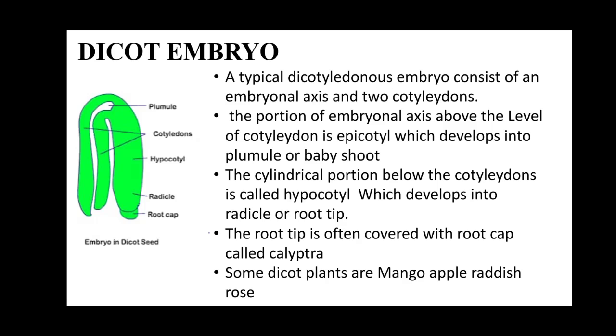Here you will see the complete picture of the dicot embryo. In this dicot embryo, you will find the two cotyledons, the plumule, the radicle, the hypocotyl and the epicotyl. We already know the function of all these things except the hypocotyl and epicotyl. The epicotyl is the portion of the embryonal axis above the level of the cotyledons, and it develops into the plumule or the baby shoot, while the hypocotyl develops into the radicle or the root tip, and the root tip contains a small cap that is known as the calyptra.